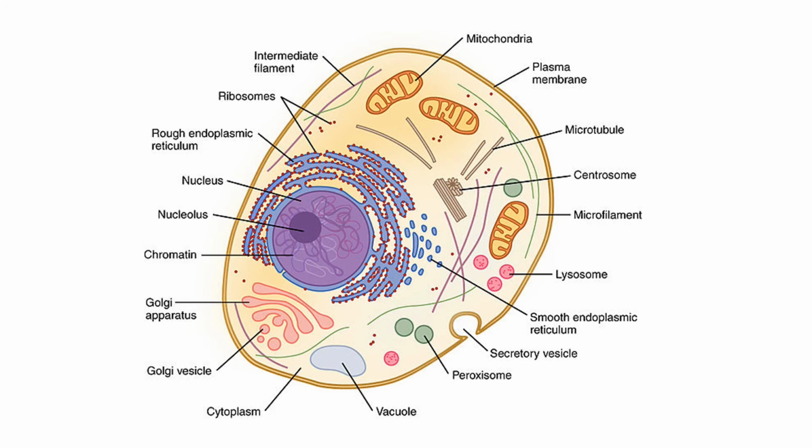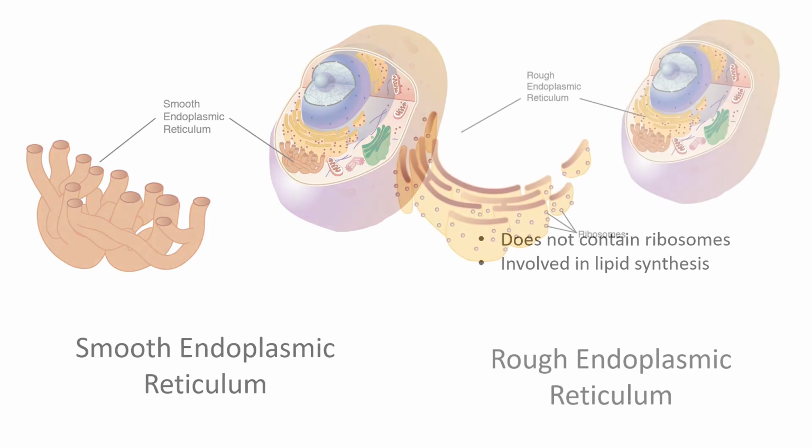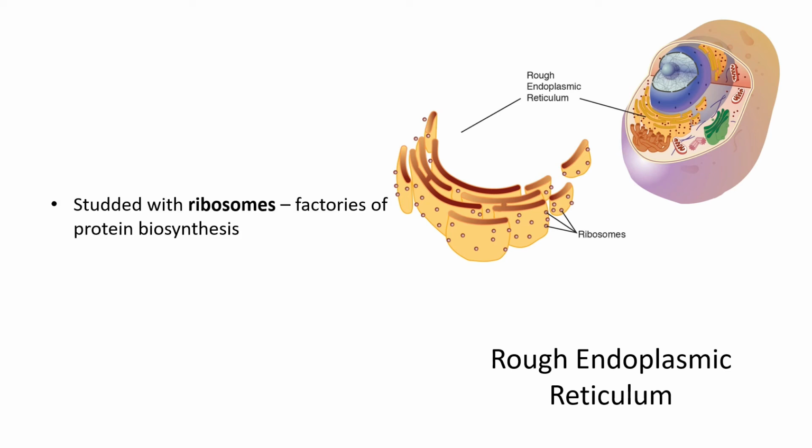So the endoplasmic reticulum can actually be either smooth or rough. The smooth endoplasmic reticulum does not contain ribosomes. It is involved in the synthesis of lipids and metabolism of drugs, besides supplying calcium ions for the cellular functions. A large portion of the endoplasmic reticulum is studded with ribosomes to give a granular appearance, which is referred to as the rough endoplasmic reticulum. Ribosomes are the factories of protein biosynthesis.